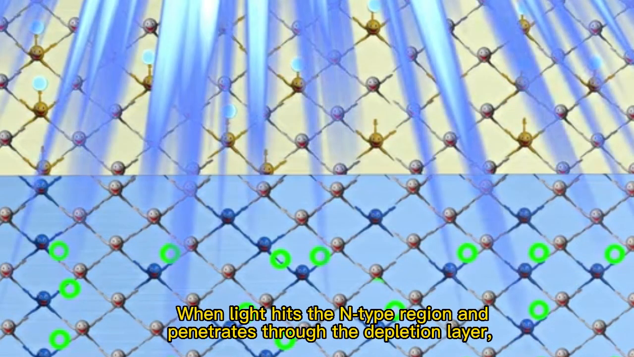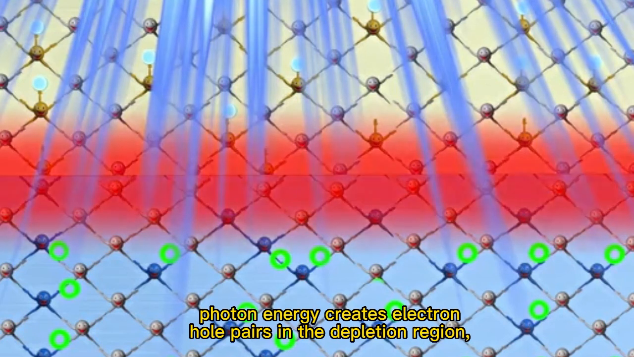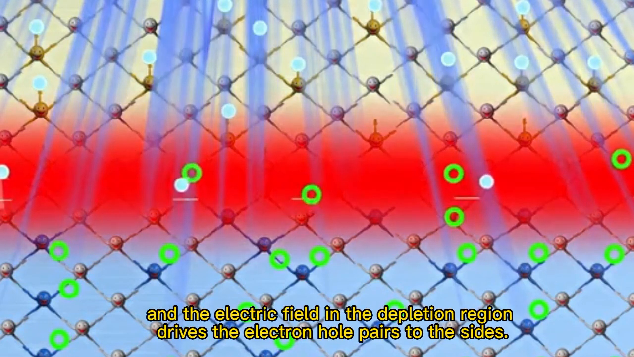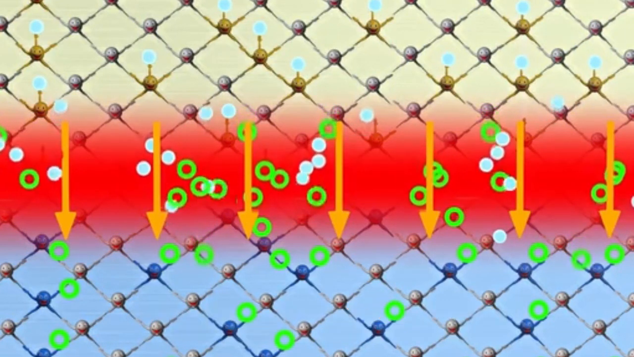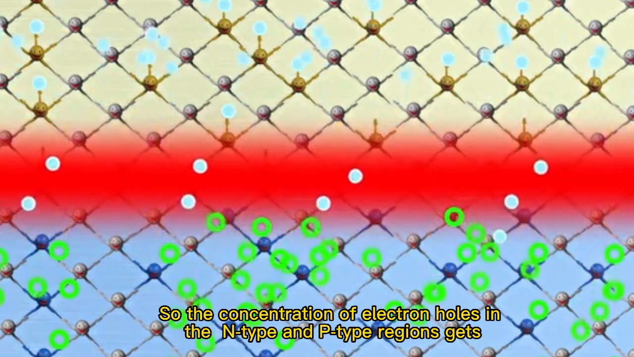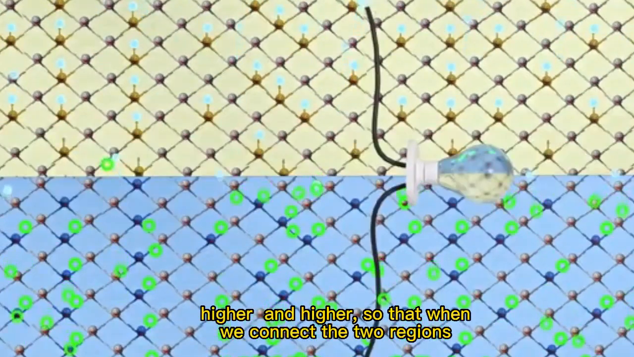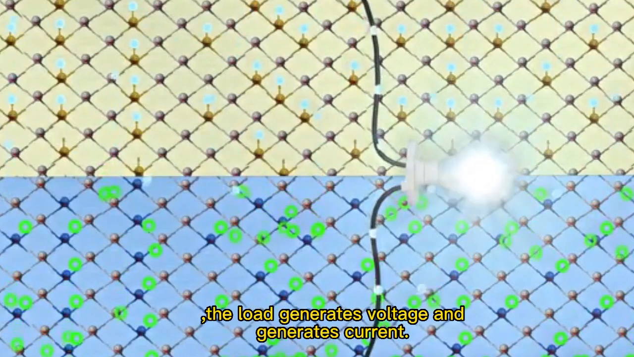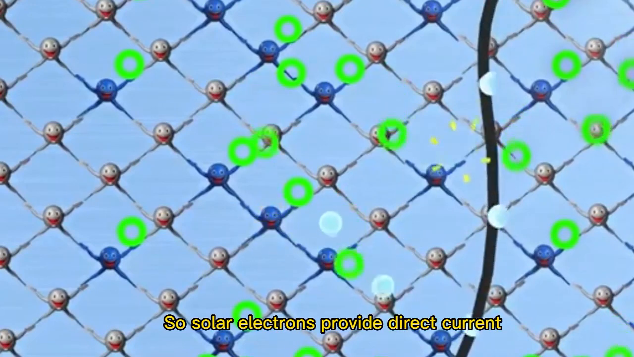When light hits the n-type region and penetrates through the depletion layer, photon energy creates electron-hole pairs in the depletion region, and the electric field in the depletion region drives the electron-hole pairs to the sides. So the concentration of electrons and holes in the n-type and p-type regions gets higher and higher, so that when we connect the two regions, the load generates voltage and generates current. So solar cells provide direct current.